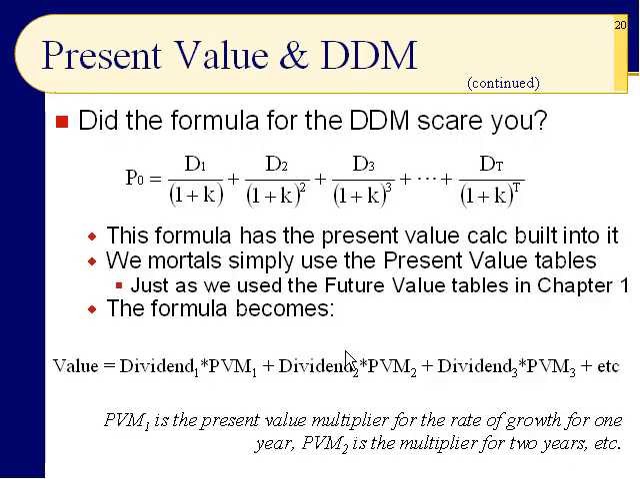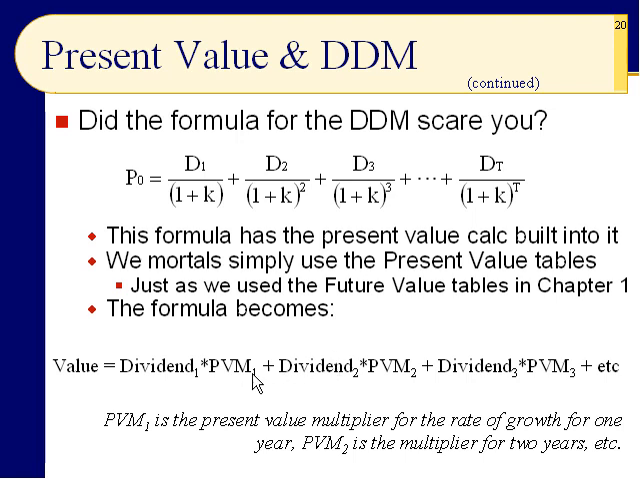Did the formula for the dividend discount model scare you? It has squares and exponents in it, and it's got all those symbols. Well, look, the formula has the present value calculation built into it, but we mortals simply use the present value tables, and then later on we're going to use a spreadsheet. Just as we use the future value tables in Chapter 1 or Business 121, Financial Planning and Money Management.